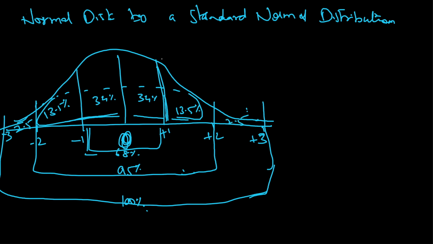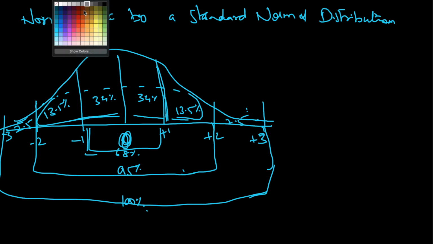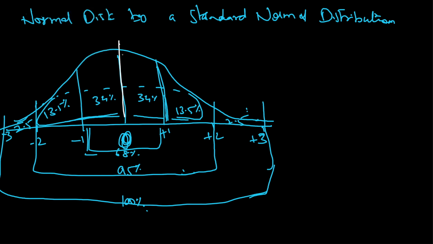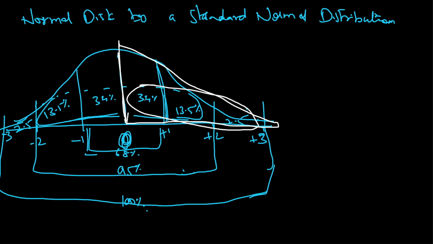How? Because if you calculate, this part should come to 50. So it will come to 50 if you add up all this. That's how: 50 minus 34 minus 13.5, you will get 2.5. Similarly here also, if you calculate, it will come to a total of 50%. So these are the observations that we should know about. This is about the distribution of data for a normal distribution.